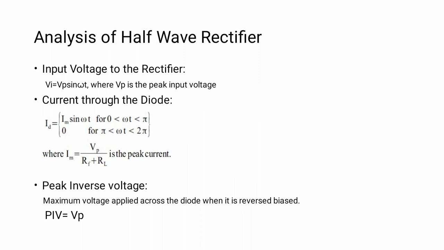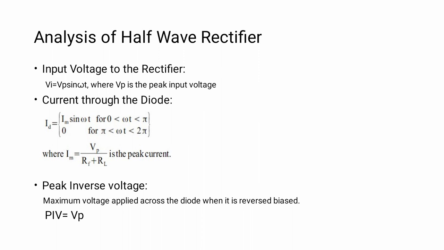So, in that case, first the point is input voltage to the rectifier. We are assuming that the voltage across the transformer secondary is sinusoidal of peak value Vp. So Vp is the peak input voltage and the instantaneous voltage applied to the rectifier is Vi, which is equal to Vp sin omega t. We are neglecting the diode cut-in voltage, which is much less than Vp.